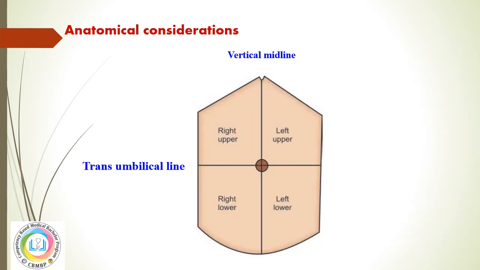Also, we can divide the abdomen into 4 quadrants by 2 lines: vertical midline passing through the umbilicus and horizontal line passing through the umbilicus, to divide the abdomen into right upper, right lower, left upper, and left lower quadrants.